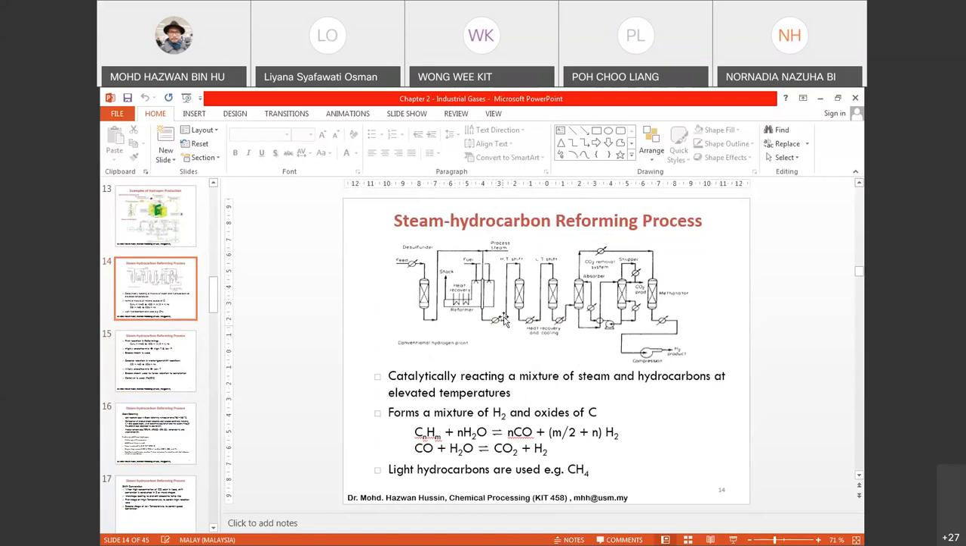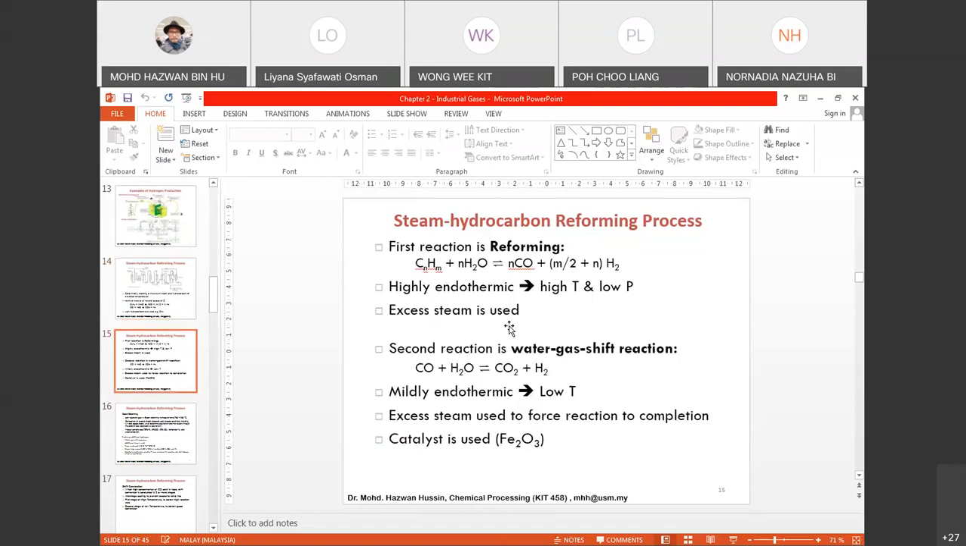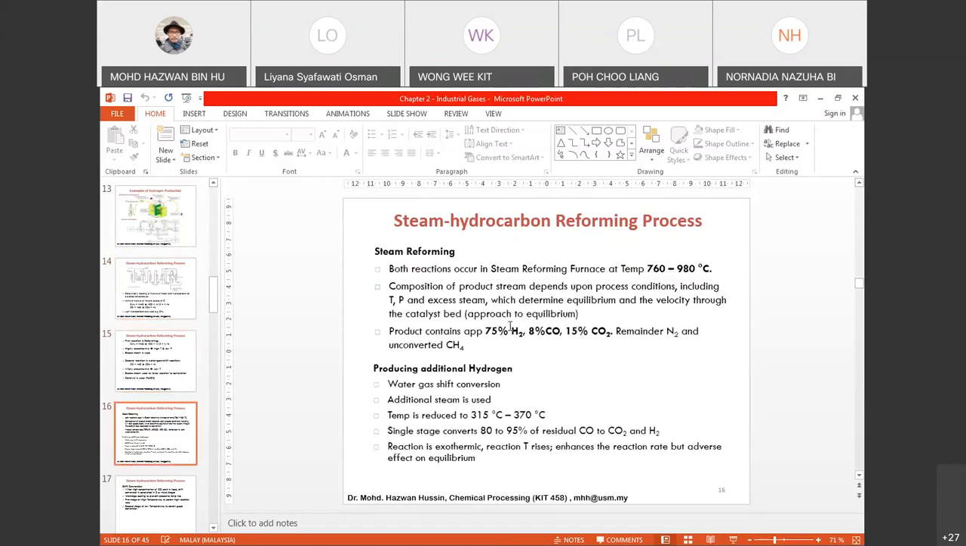For the reforming process, the temperature is around 700 something to 900 something. Meanwhile, for the shifting process, the temperature is around 300 something. So it has been very much reduced. And then the single stage converts 80 to 90% of residual CO to CO2 and H2. The reaction is considered exothermic. The temperature of the reaction will rise. It will enhance the reaction rate, but have an adverse effect on equilibrium.